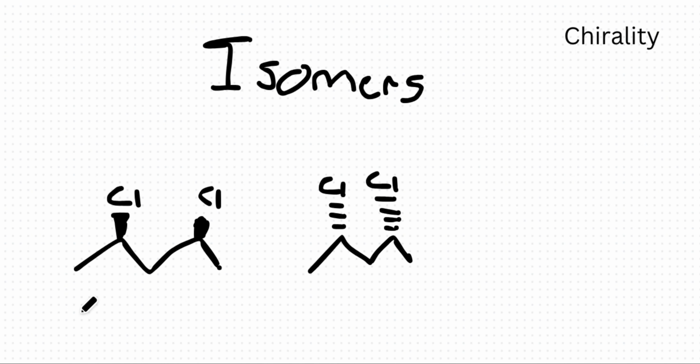These two compounds might look different, but are actually the same compound. They're just looked at from a different angle. These wedges here just mean the chlorines are coming out of the page, and these chlorines are going into the page. Now, if we turn this one 180 degrees so that the chlorines are facing us, we get this compound. These are identical isomers.